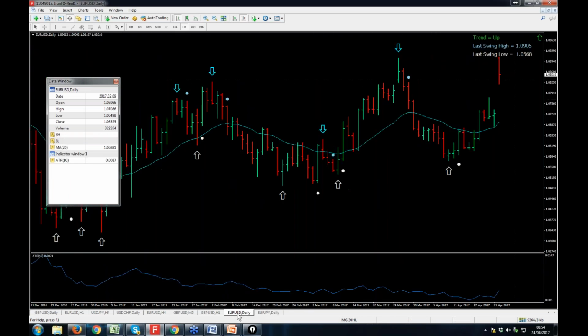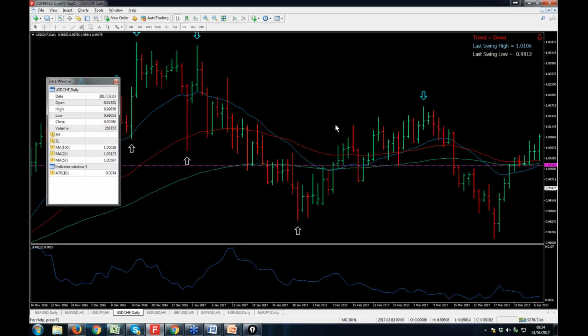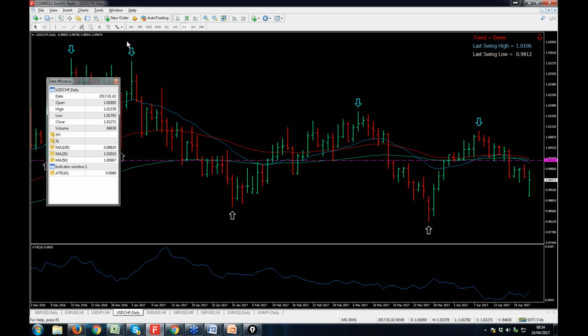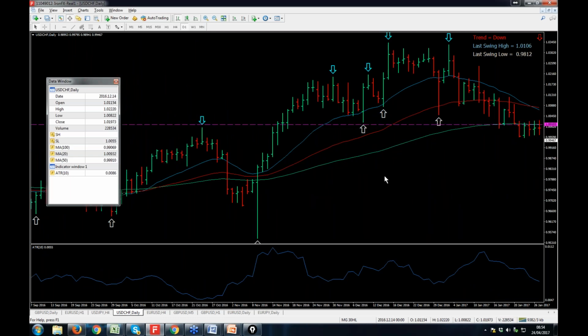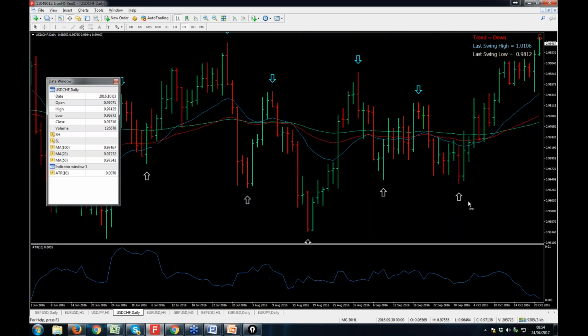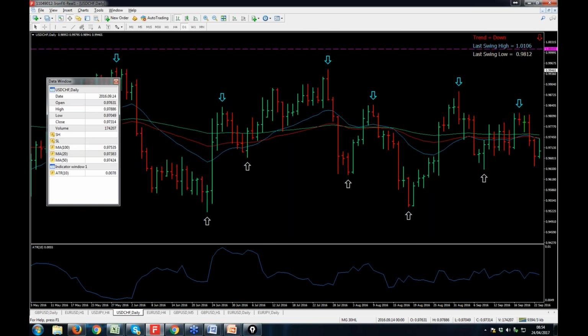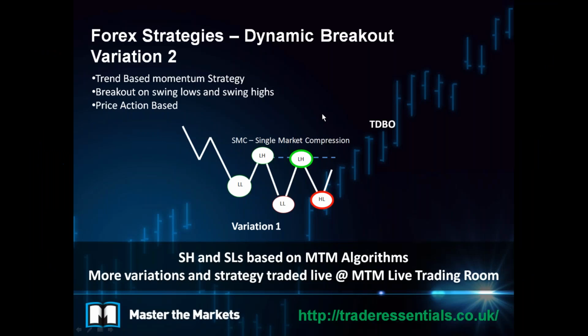If we look at a chart, we need something that's compressing currently. Let's have a look at an example of a variation 2. Yes, we do actually have one just here, which is great. Okay, good. So let's go back to this. So a variation 2 dynamic breakout. So far we've covered variation 1 dynamic breakout.